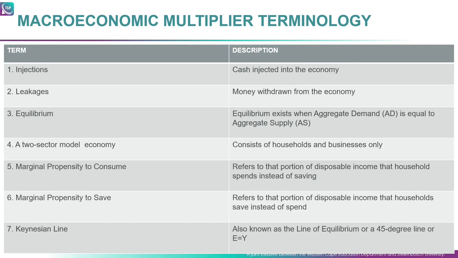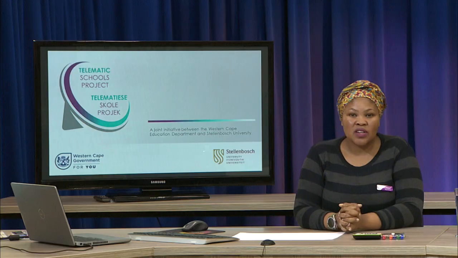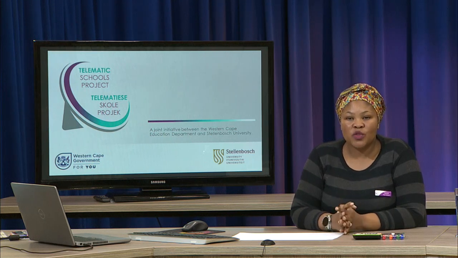Then we're moving on to equilibrium. Equilibrium exists when the aggregate demand is exactly equal to the aggregate supply. Hopefully we remember what aggregate demand and aggregate supply are. Aggregate refers to the total, so equilibrium is when the total demand is exactly equal to the total supply. When we are doing the multiplier, we are dealing with a two-sector model. A two-sector model is an economy that consists of only two participants. Also remember, grade 11s and grade 12s, that this work forms part of the circular flow.